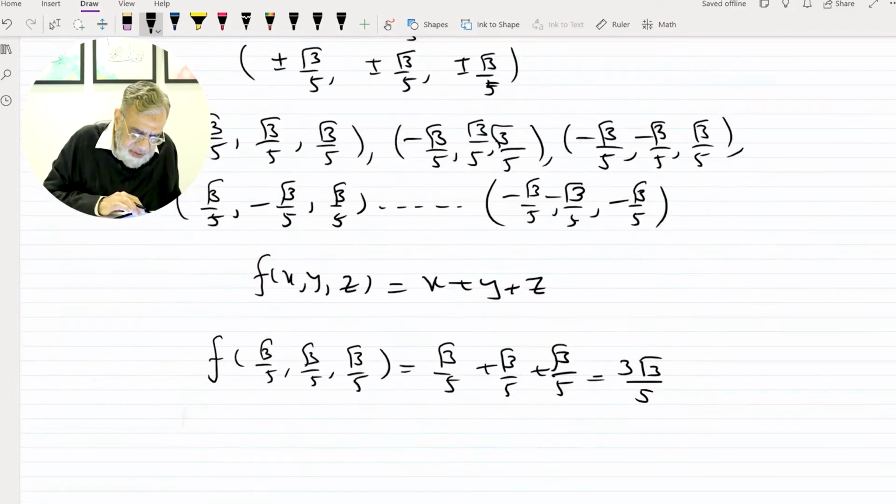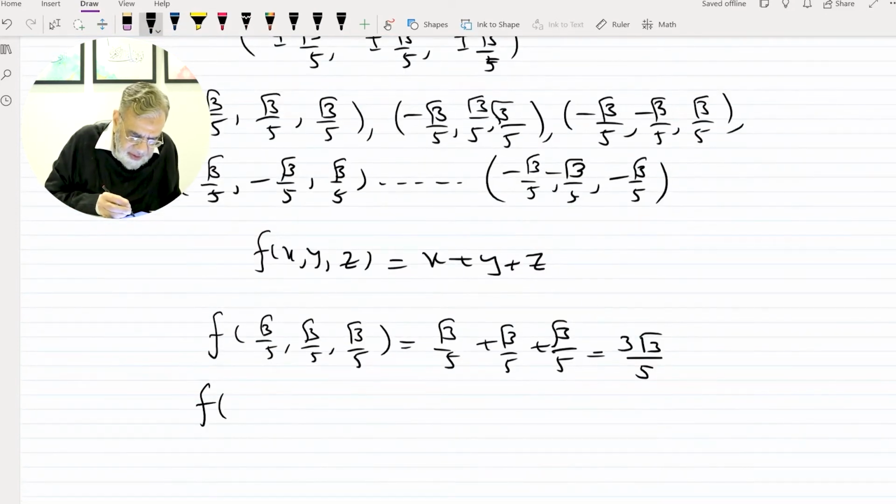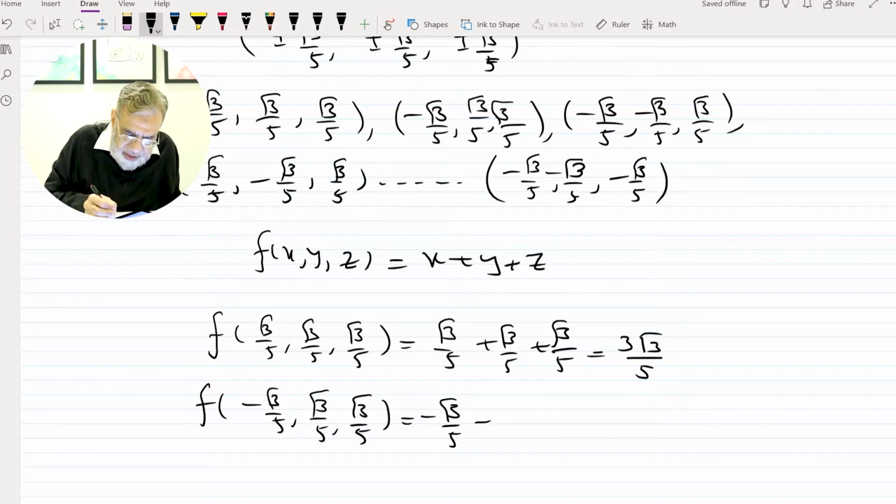And then I can have the value, for example, I have this f of (root 3 over 5, root 3 over 5, root 3 over 5), and I substitute. I get here root of 3 over 5, plus root of 3 over 5, plus root of 3 over 5. When I simplify this one, I get only root of 3 over 5, and so on.